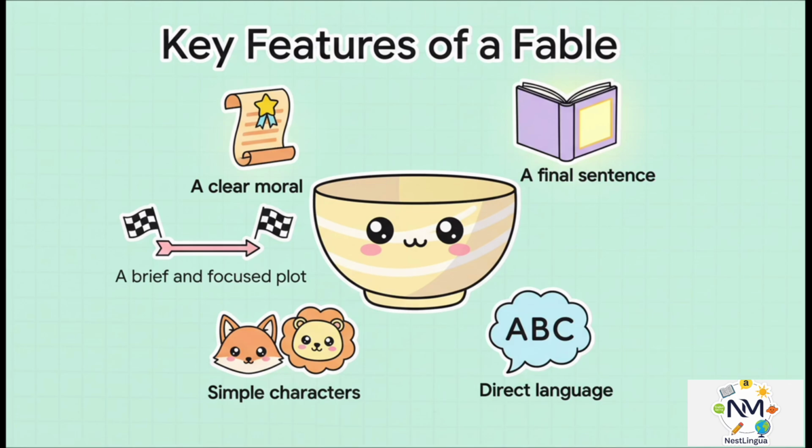Then, you want a really focused plot. Just one main problem. Keep your characters simple. Animals are perfect for this. The language should be super direct, easy to understand. And then, at the very end, you hit them with that final sentence that spells out the moral.